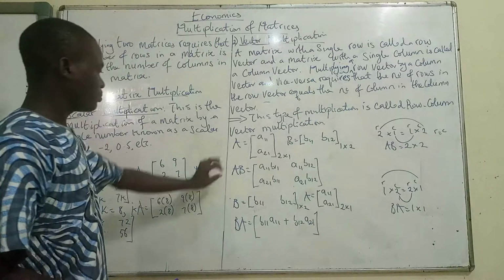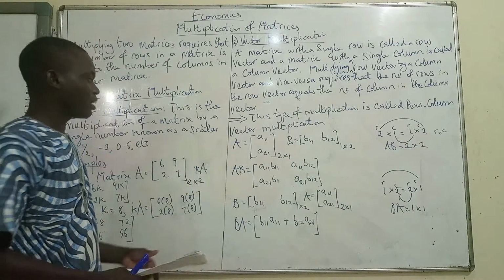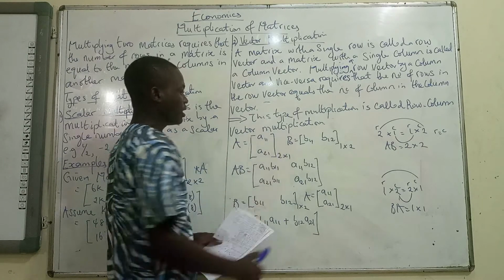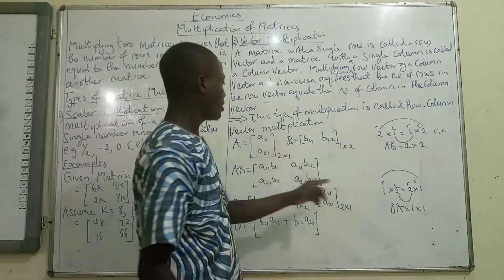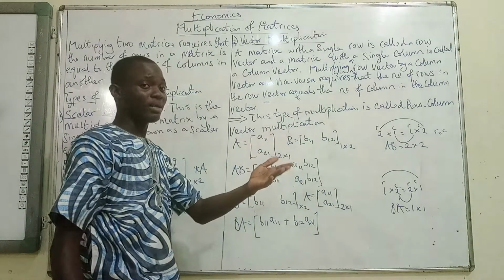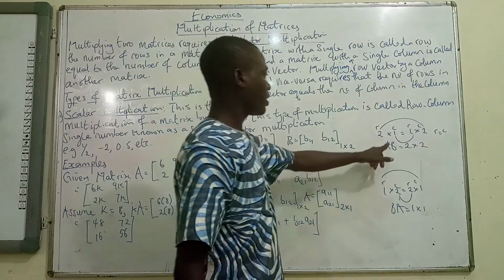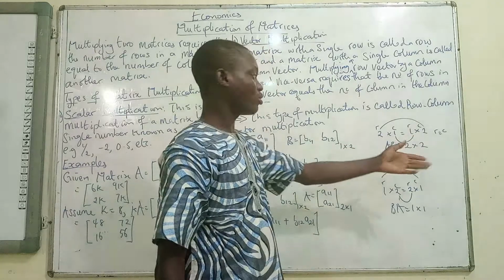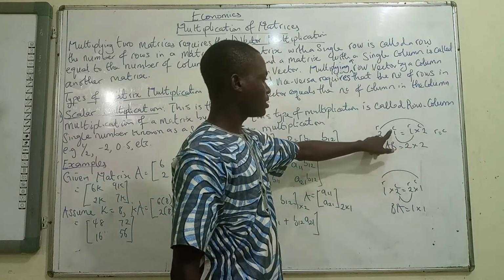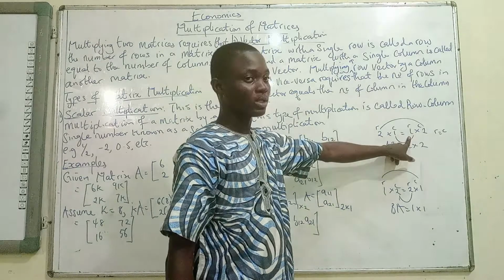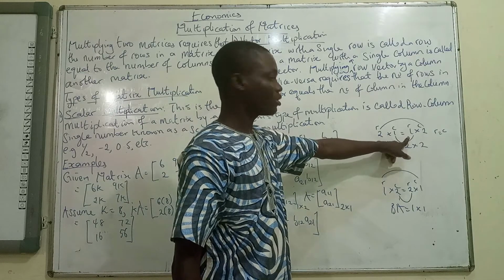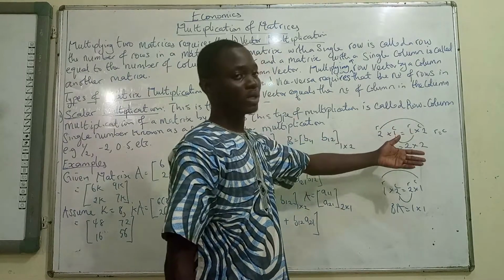Now, AB, how do we do that? Because we're multiplying A by B, the dimension of A is 2 by 1, right? And the dimension of B is 1 by 2. So first, before we attempt multiplying, we must ensure that the number of columns of the first matrix equals the number of rows of the second. This represents row, column, row, column. You can see that the column here is equal to the number of rows here, that is 1, 1. So there is a single column in the first matrix and a single row in the second matrix. That means we can multiply them.